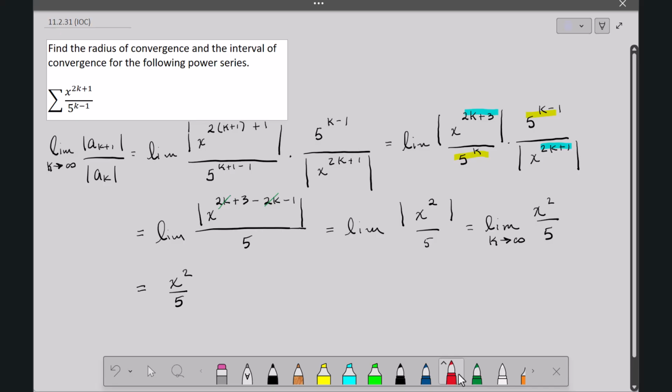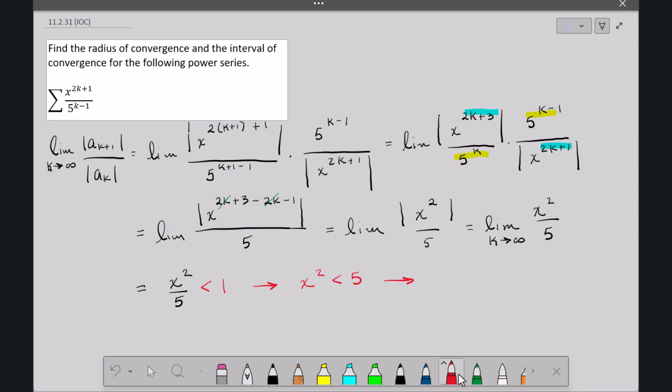When we have the ratio or the root test, once we complete our limit, we want to know the values of x for which this is less than 1. Less than 1 is going to give us absolute convergence. So we want to know which x's give us absolute convergence. Let's go ahead and multiply both sides by 5. So we have x squared less than 5.